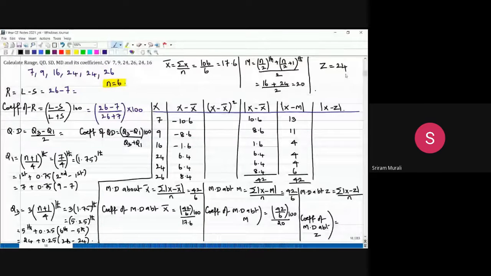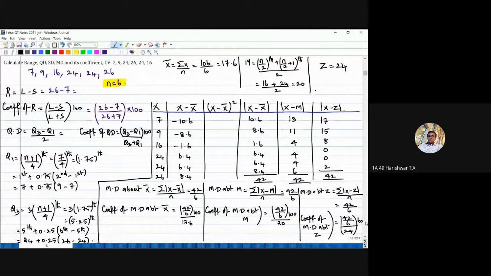26 repeats, 16 has come only once. 7 and 9 also come once each. Therefore, mode is 24. 7 minus 24 is minus 17, but because of the modulus it is plus. 9 minus 24, 16 minus 24, 24 minus 24, 26 minus 24. It is also the same answer, 42 by 6. The coefficient is 42 by 6 divided by 24 into 100. Have you understood? Yes, sir.